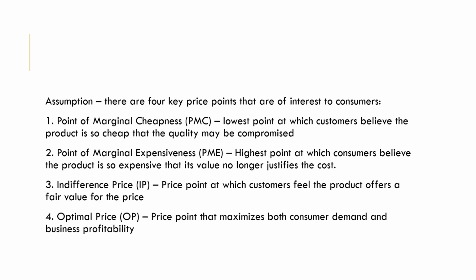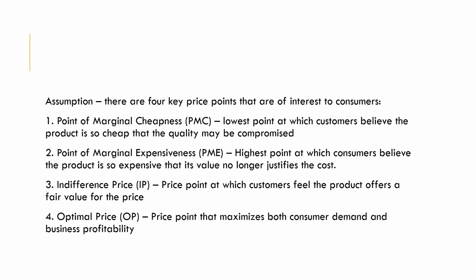When we are doing this particular method, there is an assumption made. This assumption is that there are four key price points that are of interest to consumers. The first point is point of marginal cheapness, or PMC. It simply means the lowest point at which consumers believe that the product is so cheap that the quality may be compromised. So you'll say, oh, it's too cheaply priced.